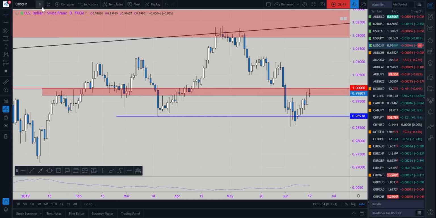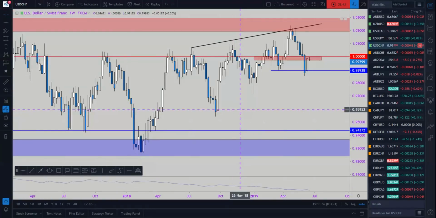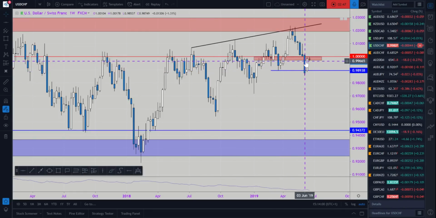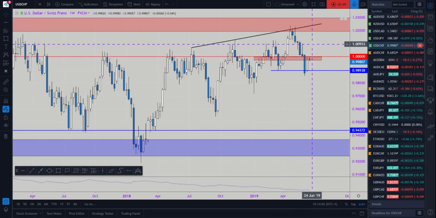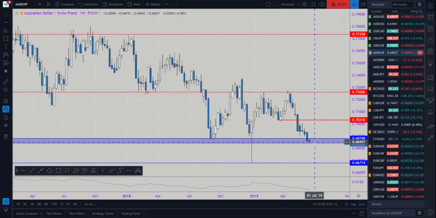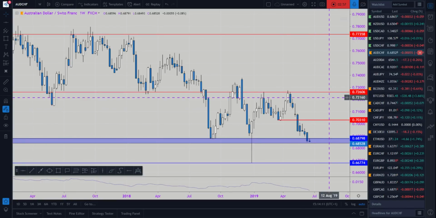But just looking at this market technically, it failed to break that previous weekly low. We've formed a bullish candle, so we could see some higher prices here. I'm more looking towards the Aussie Swiss, CAD Swiss and Euro Swiss.